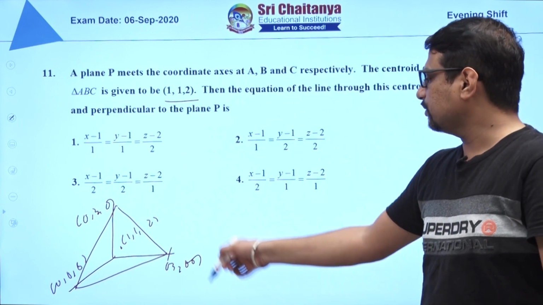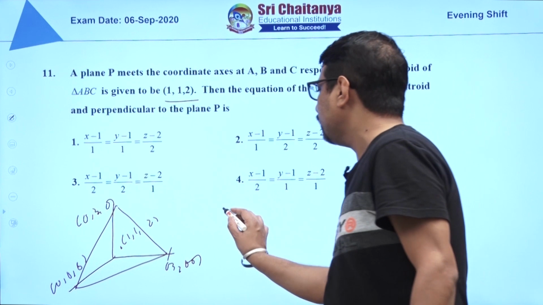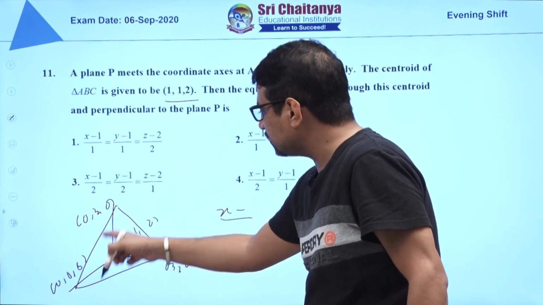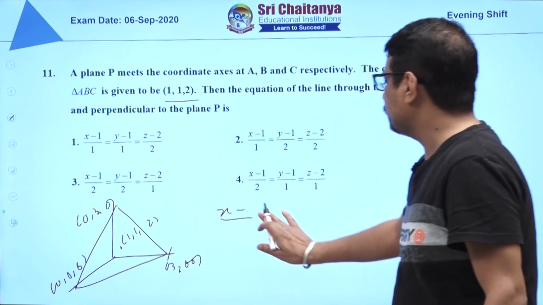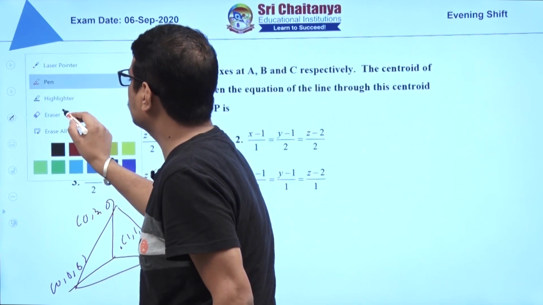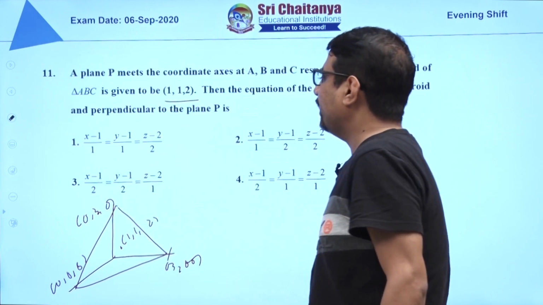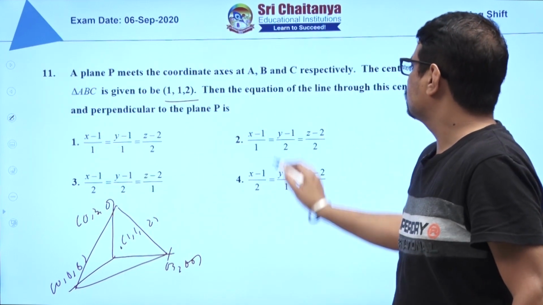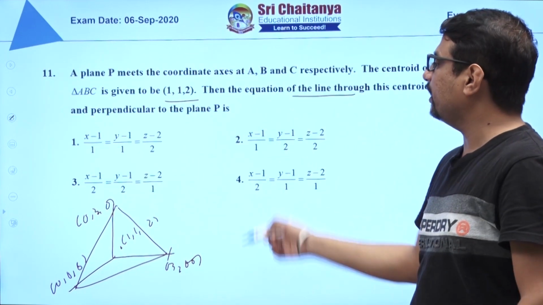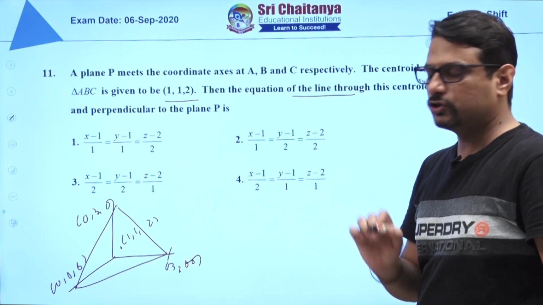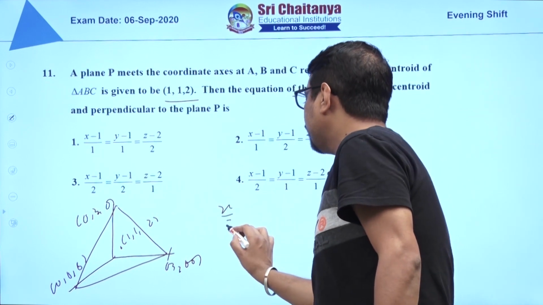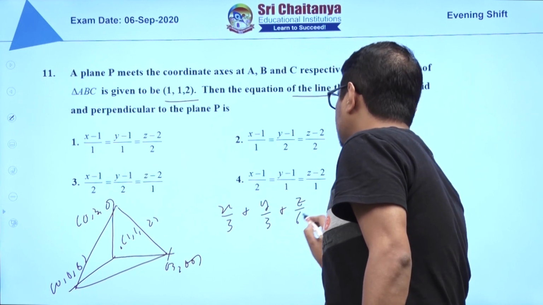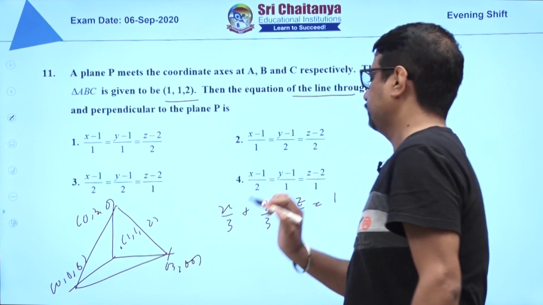Now, these are the points, intercepts on x, y and z axis. What we have to find? First we have to write equation of the plane. So to write equation of the plane, let us first understand, sorry, we have to write equation of line through centroid and perpendicular to the plane. So first we have to write equation of plane. Equation of plane, how will you write? You can write x by 3 plus y by 3 plus z by 6 is equal to 1.